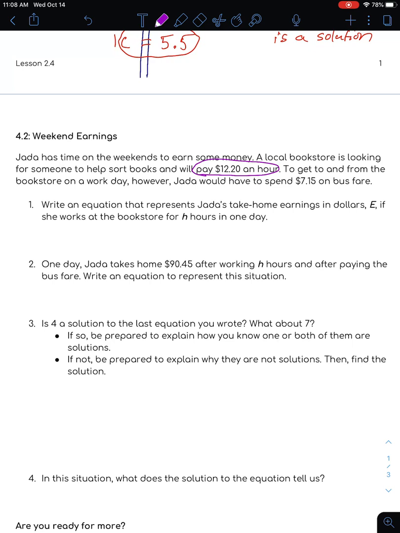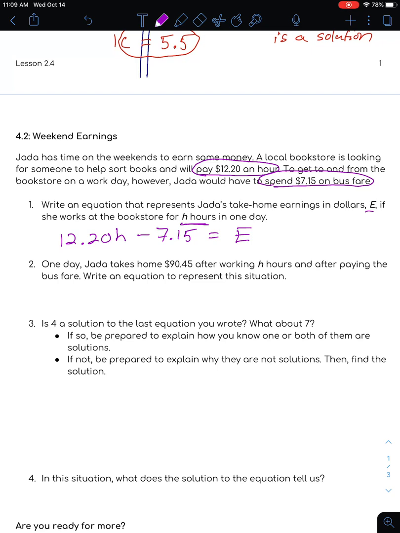She is going to earn $12.20 per hour, so there's that H, but she's going to have to spend money on bus fare. So that's going to be subtracted off the amount of money she gets to get her total earnings. So let's think about that. So she earns $12.20 per hour, so times the number of hours. But then she has to subtract off her $7.15 of bus fare, and then that will give us her total earnings.